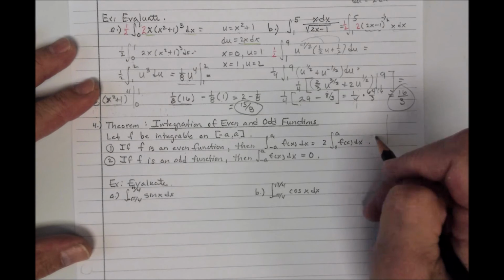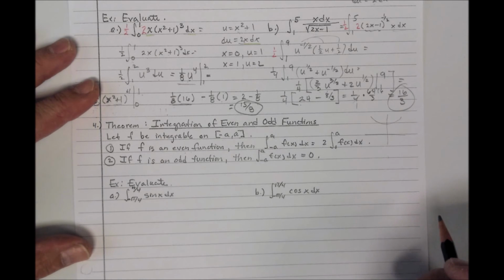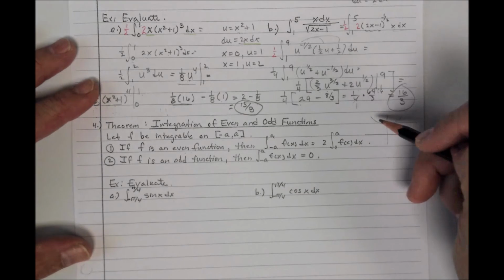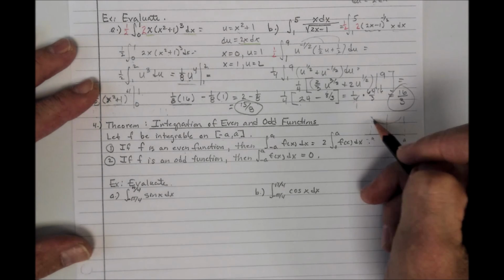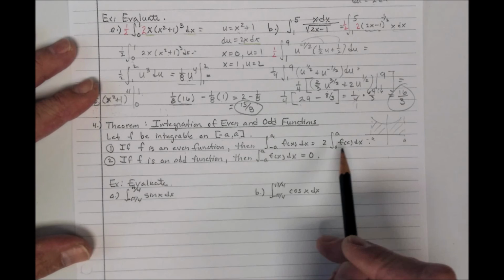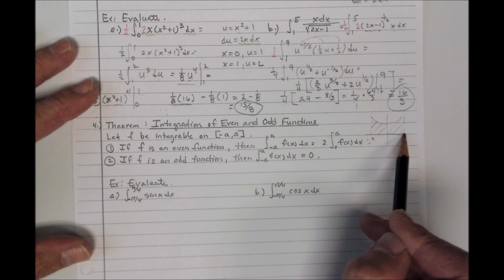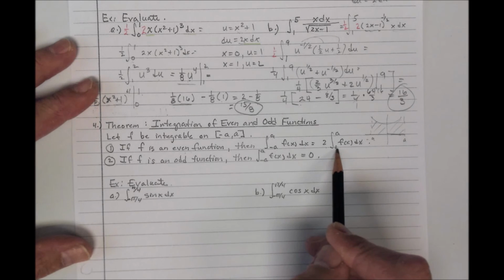Now think about this. If I have an even function that's symmetric to the y-axis here, and I'm going from negative a to a, this area should equal this area because of the symmetry. So instead of going from negative a to a, if I just go from 0 to a, if I take half of it and double it, I get the same area. That's convenient because it's a lot easier to plug 0 in and evaluate expressions.